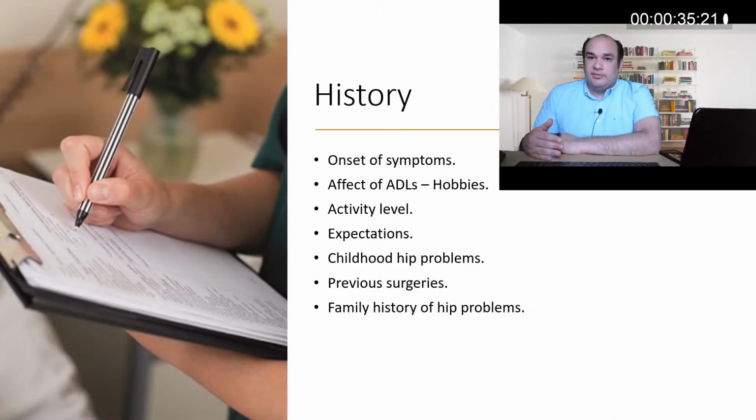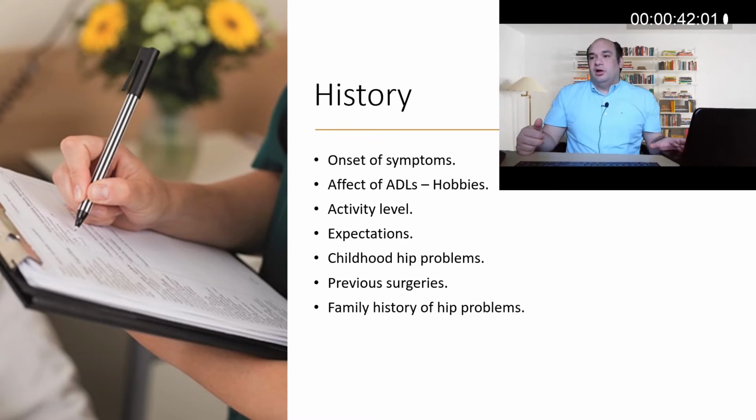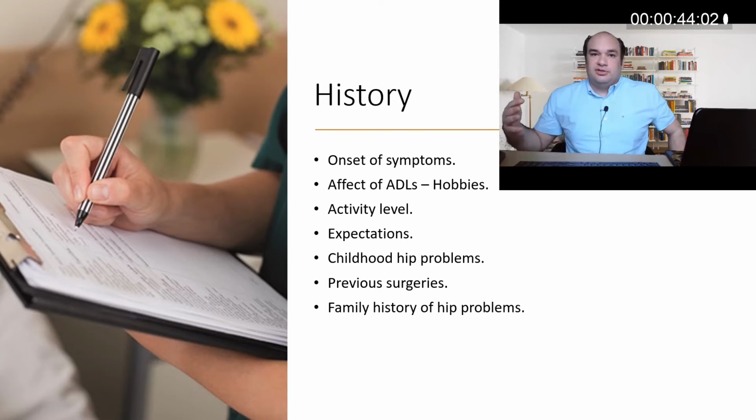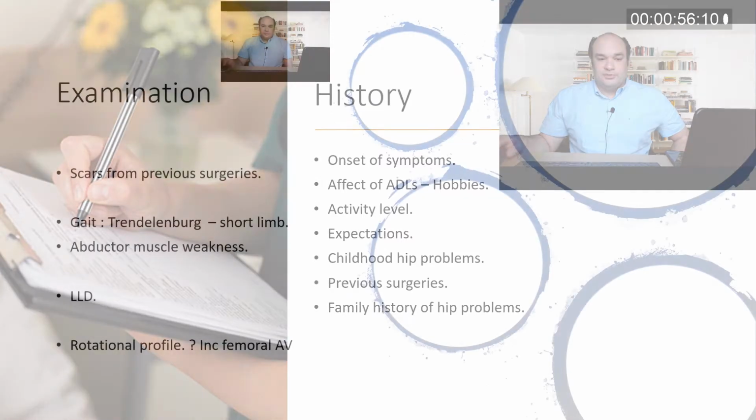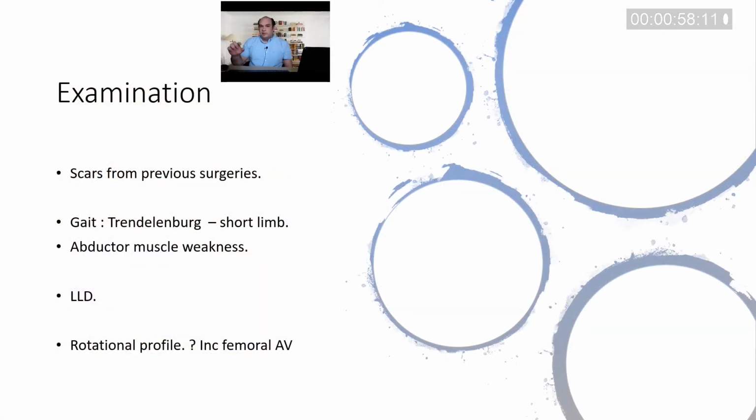History taking: onset of symptoms, the longer the duration of symptoms, the higher the risk of arthritis, effect on the patient's activities, hobbies, and the current activity level of the patient, their expectations, do they want to go back to playing sports, childhood hip problems, previous surgeries, and family history of hip problems. In your examination, you need to mention that you look at the scars from the previous surgeries. This might affect your approach later on.